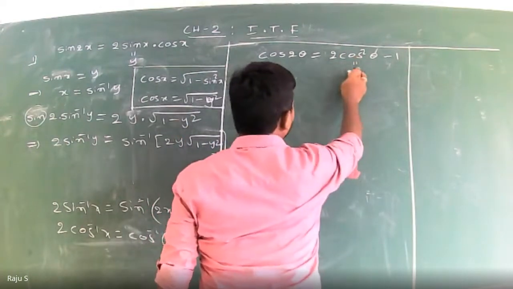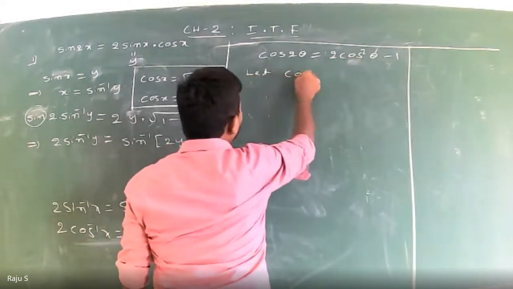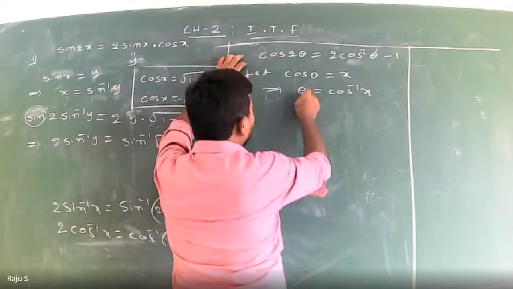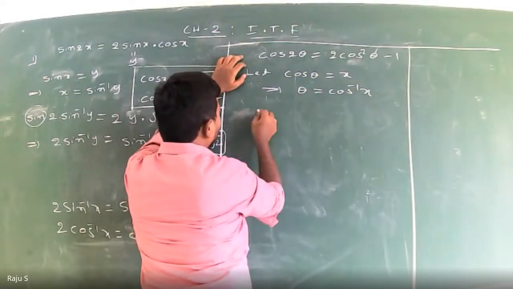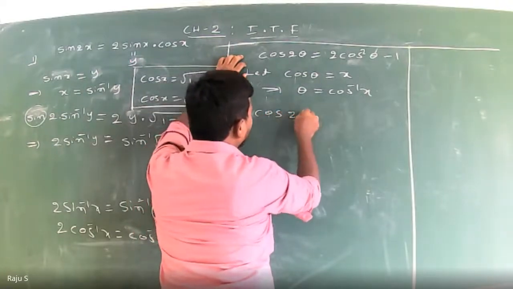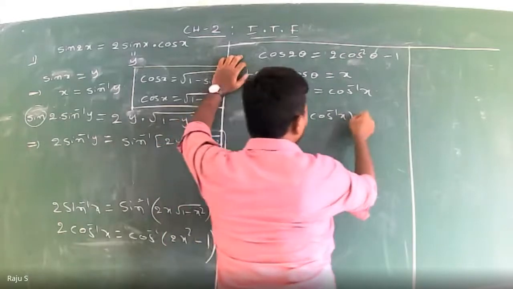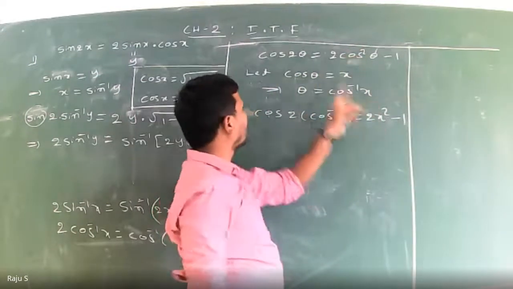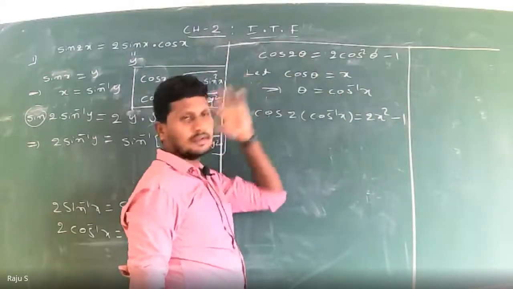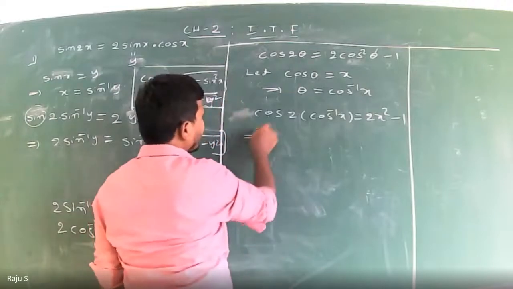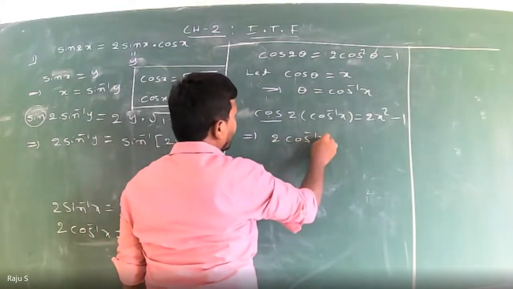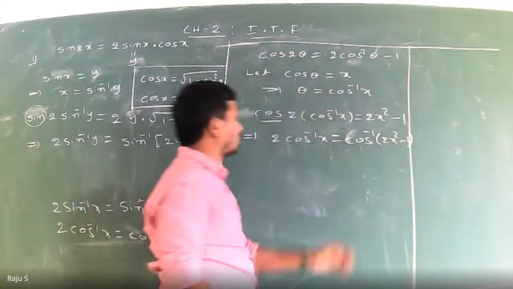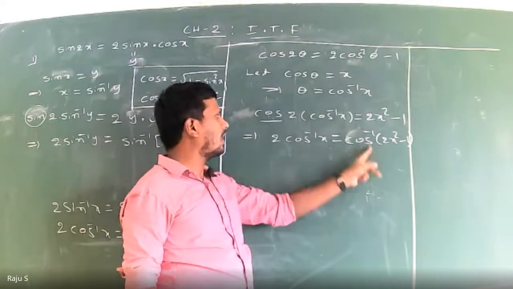Let us do this. Let cos theta be equal to x, which implies theta is equal to cos inverse x, right? Now substitute this theta value here. So cos 2 theta, with theta being cos inverse x, is clearly equal to 2x square minus 1. I substituted x in place of cos theta, and replaced theta with cos inverse x. Now which implies this cos you can take to the right side. So 2 cos inverse of x is equal to cos inverse of 2x square minus 1.